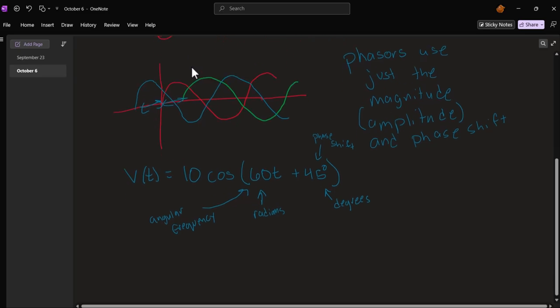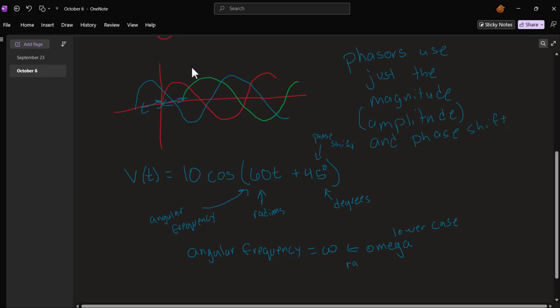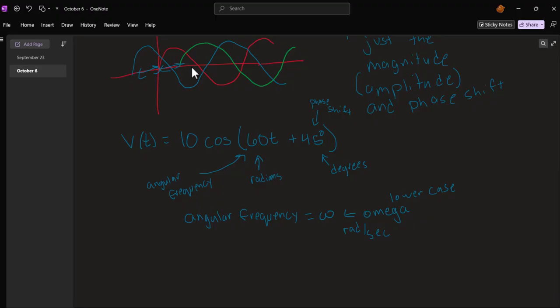And the angular frequency is the Greek letter lowercase omega. So that's an omega, and it's lowercase. So that's the angular frequency. And an angular frequency is in radians per second. And it's related to a regular frequency because an angular frequency is talking about a whole cycle.